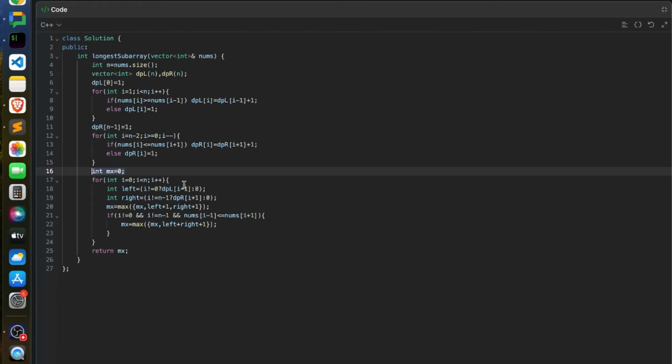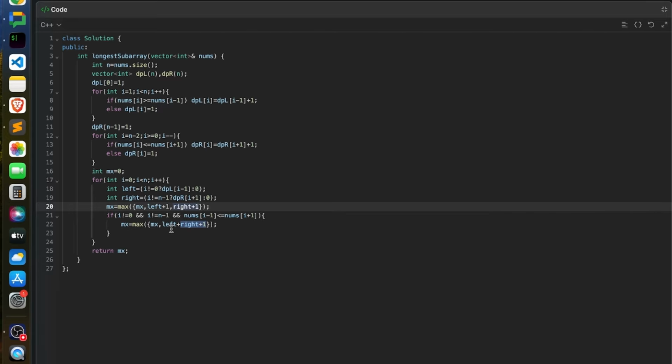Now here what I'm doing, I'm trying to replace the current number, right? For that, I have first found dpl of I minus 1, like the previous dp, and the next index dp, and stored them into left and right variables. So one of the choices we have is left plus 1 and right plus 1 as per the explanation part.